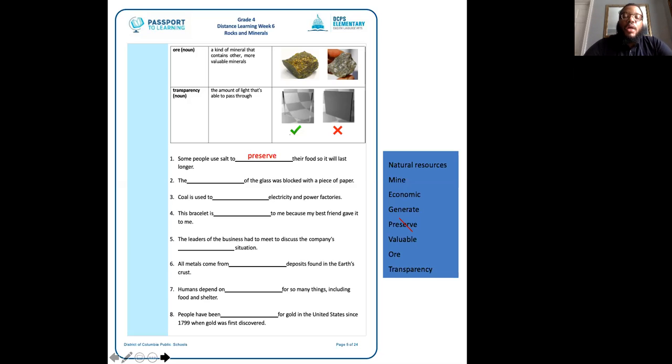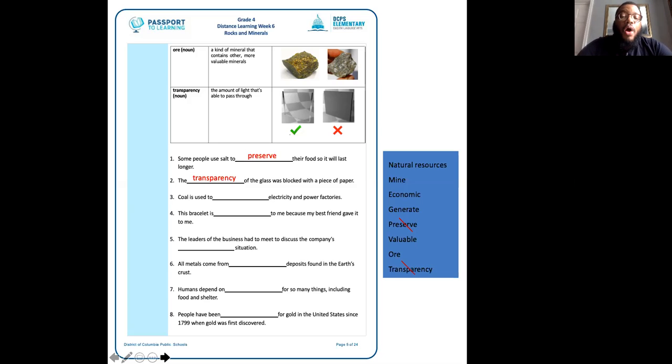Very good. Number two, the blank of the glass was blocked with a piece of paper. If you have a piece of paper and something is blocked, that means there's something that can't pass through it. We talked about light being able to pass through something. That was the word transparency. So the transparency of the glass was blocked with a piece of paper. That means when the piece of paper was put up there, they were no longer able to see through it.